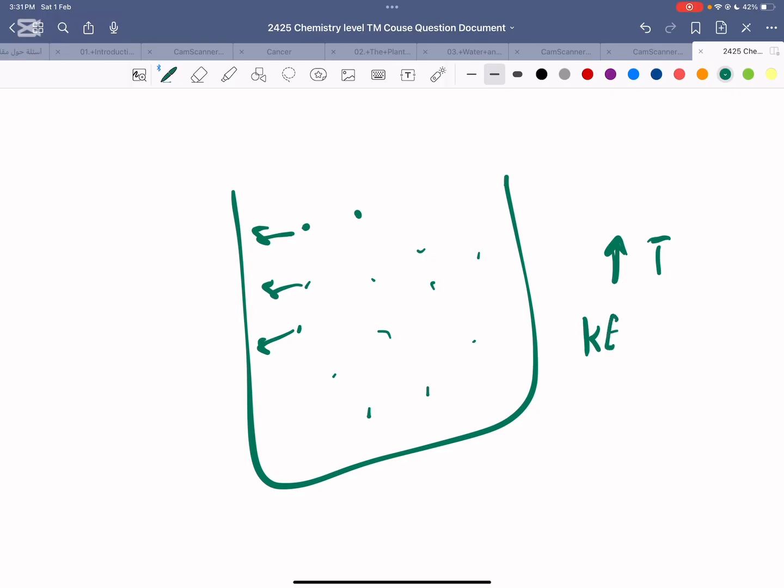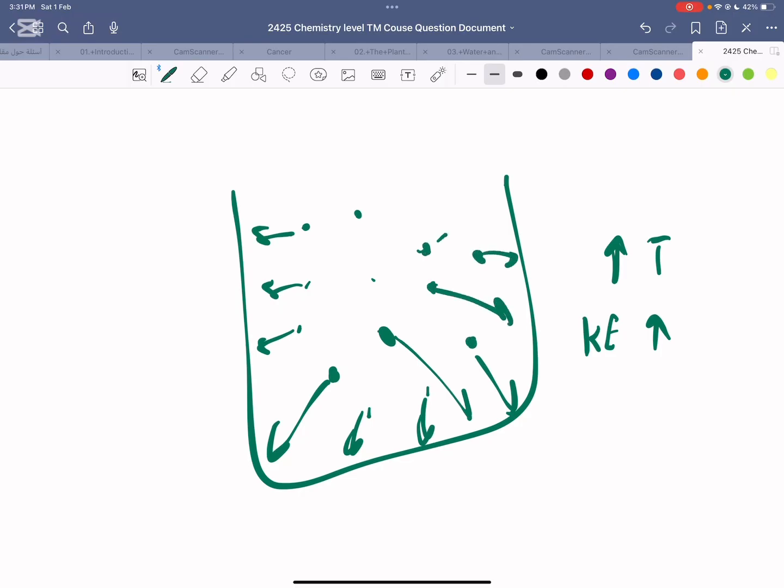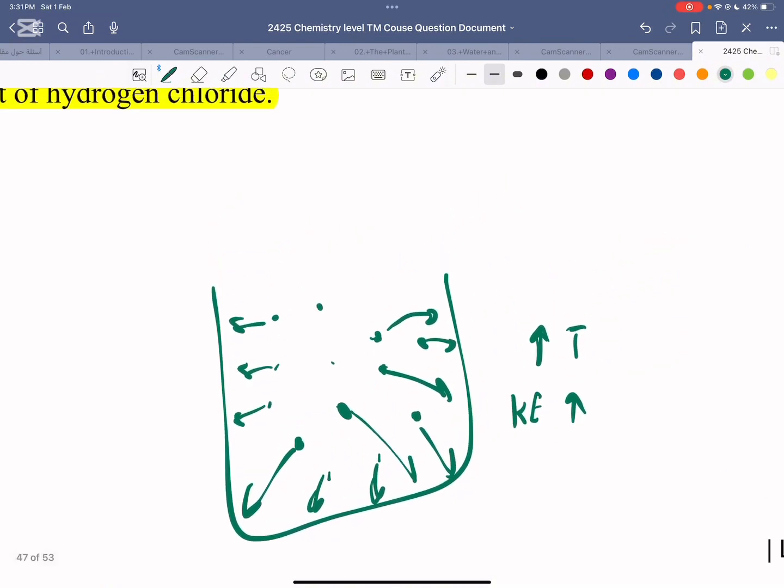The kinetic energy will increase. So when I say the kinetic energy increases, that means the speed these particles are moving is going to be faster. So they're going to be moving faster than before. So since they are moving faster, they are more likely to hit the walls of the container, and as they hit the walls of the container, what's going to happen? The pressure is going to increase.